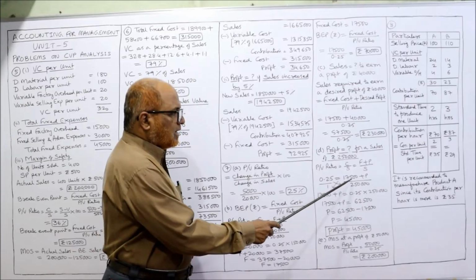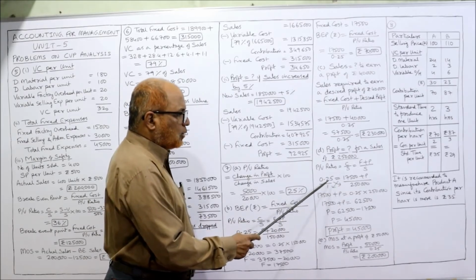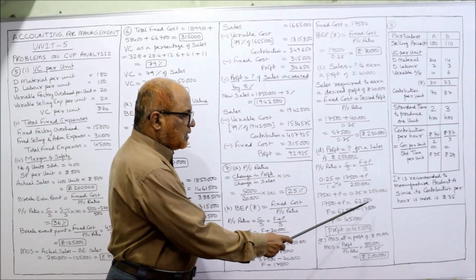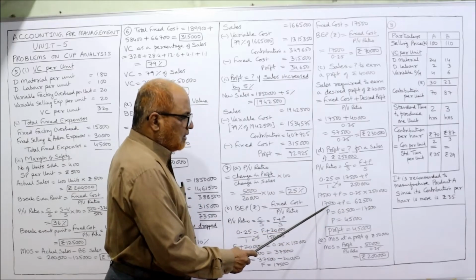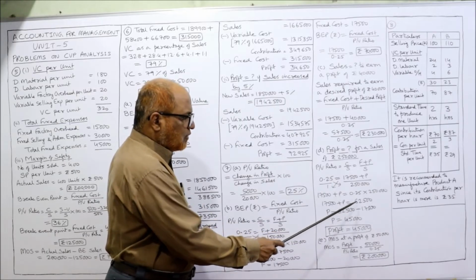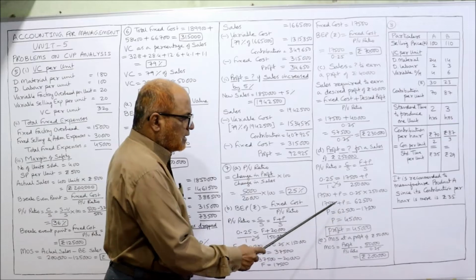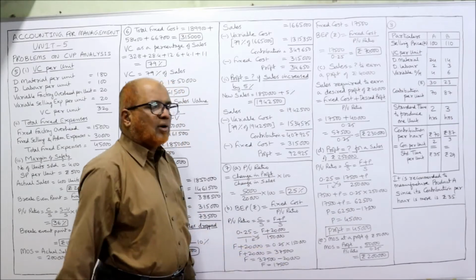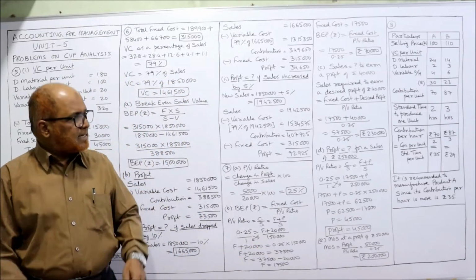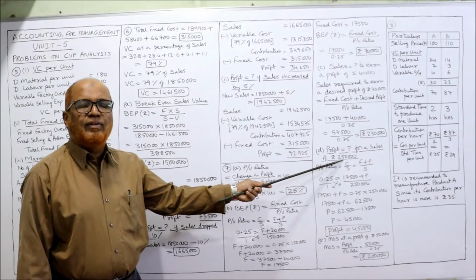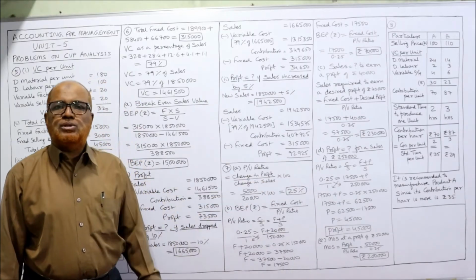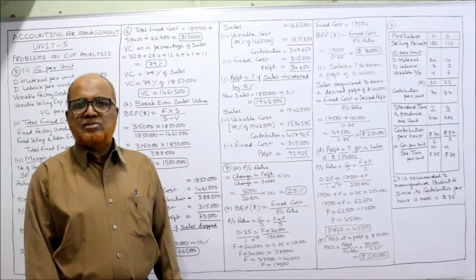Cross multiply: 17,500 plus P is equal to 0.25 into 2,50,000, which is 62,500. So 17,500 plus P is equal to 62,500. P is equal to 62,500 minus 17,500. You will get 45,000. So when the sales are 2,50,000, we will get a profit of 45,000. That's it. 4 bits we have completed.